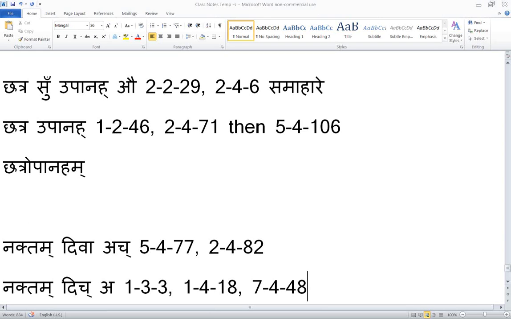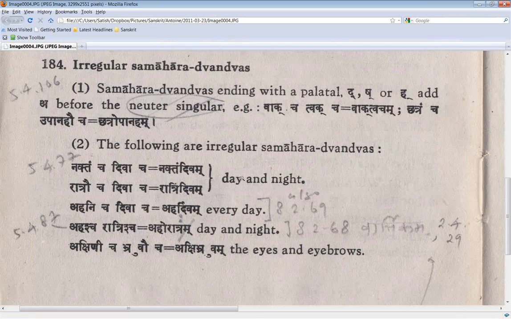But today, I want to repeat that thing. Samahara was very confusing, I think. This one is 5477. All these are the same. Naktancha divacha, same way. Ratrocha divacha, again, same thing here. Ratri becomes ratrim. It's also irregular. It's ratrimdivam. Also nipatana only. Ahanicha divacha, aharnivam again, at day.